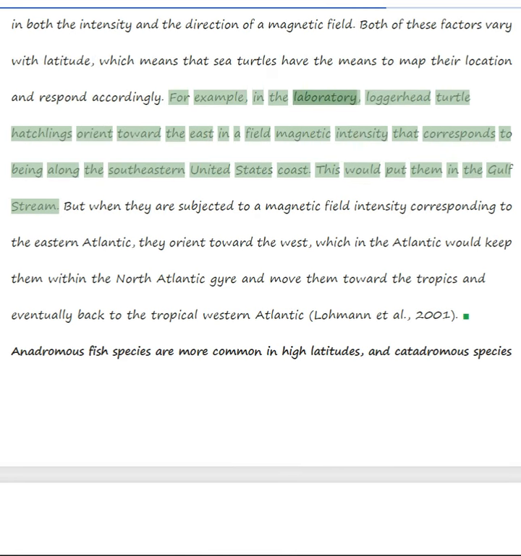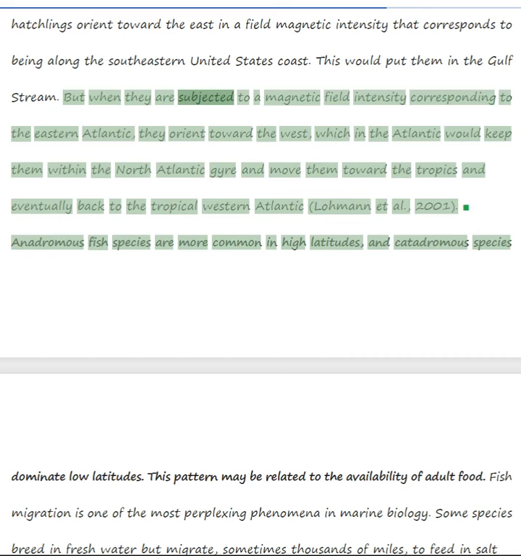For example, in the laboratory, loggerhead turtle hatchlings orient toward the east in a field magnetic intensity that corresponds to being along the southeastern United States coast. This would put them in the Gulf Stream. But when they are subjected to a magnetic field intensity corresponding to the eastern Atlantic, they orient toward the west, which in the Atlantic would keep them within the North Atlantic gyre and move them toward the tropics and eventually back to the tropical western Atlantic.